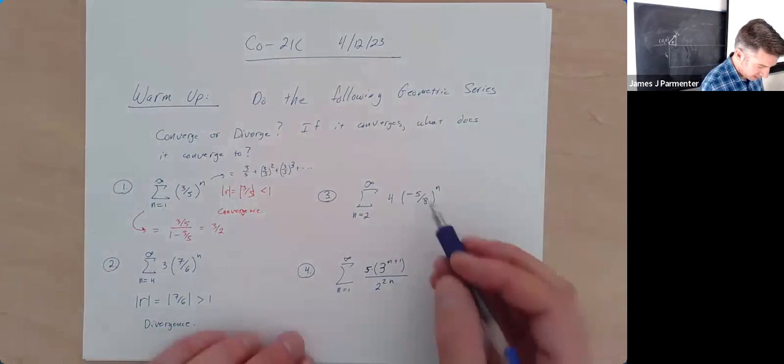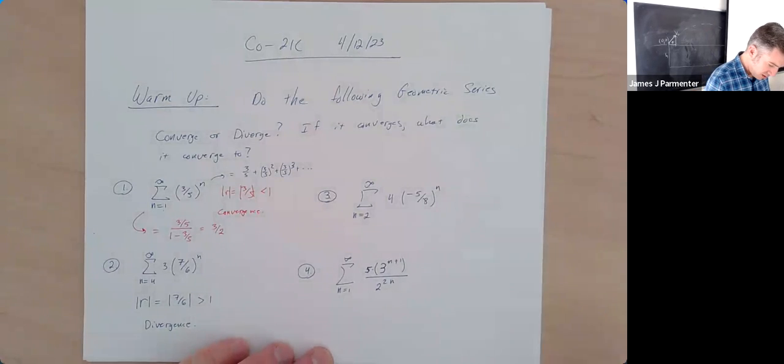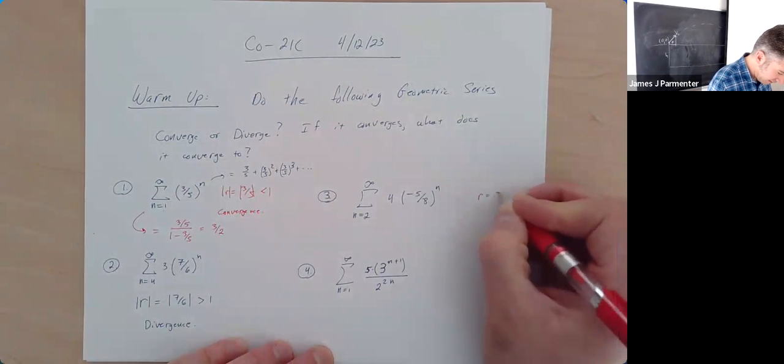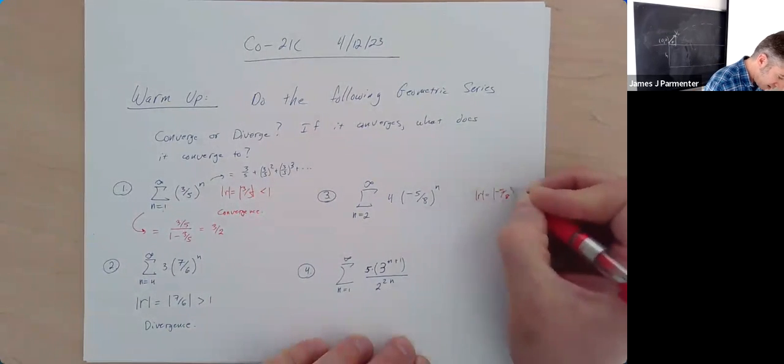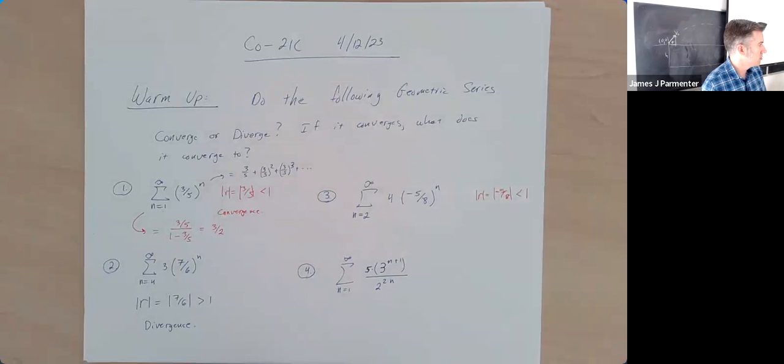All right, let's look at the next one. So for the next one, the ratio here is -5/8. That's what's being raised to the nth power, and that definitely in absolute value is less than 1. It's just easier to write that way. Like you could write it between -1 and 1, but it's just easier to slap some absolute value and say it's less than 1. And so this is going to converge as well.